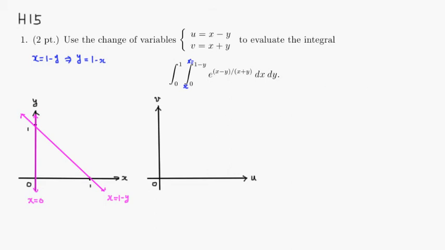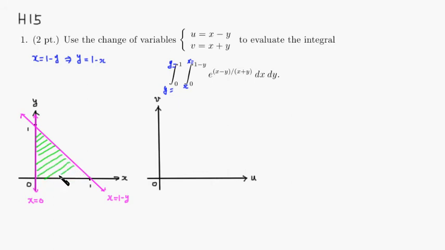Then you can see that y is going from 0 to 1. So we are shading this region right here. This is the region we are talking about, the region in the XY plane.